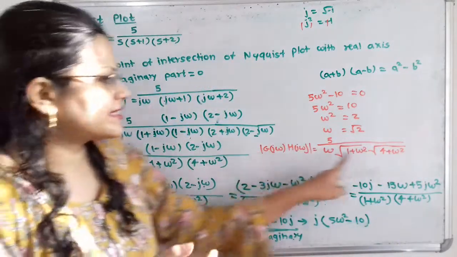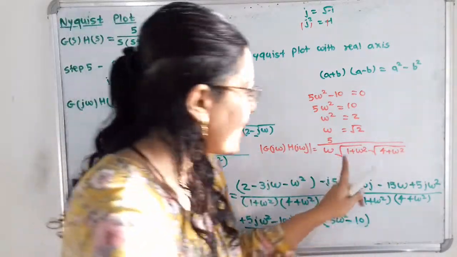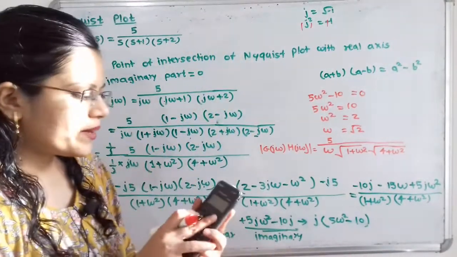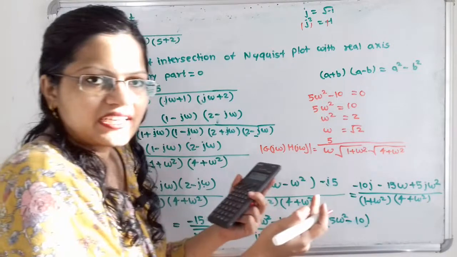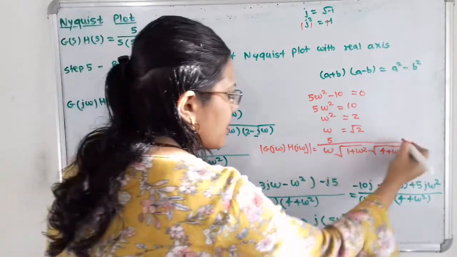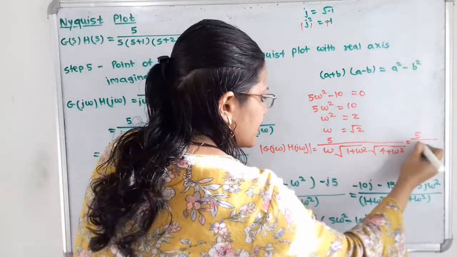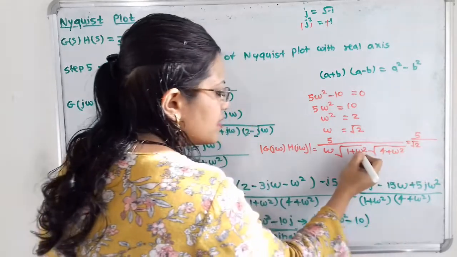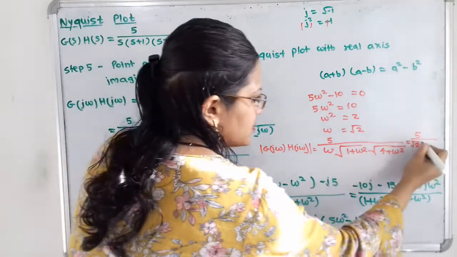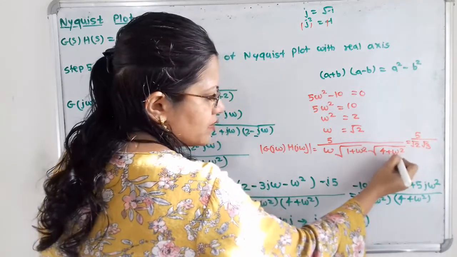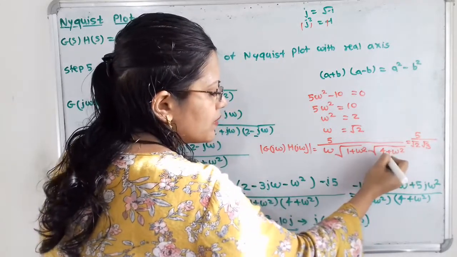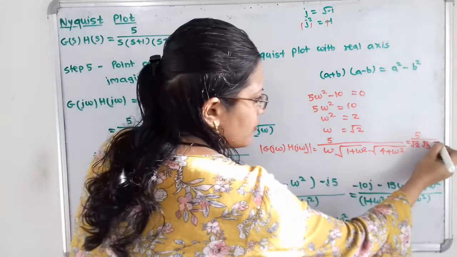So we have already calculated this. Now if I put root 2 instead of omega, then root 2 square, that is 2. So I will simplify this: 5 divided by root 2. Then here 2 plus 1, that is 3, so under root of 3. And here is also root 2 square, omega is root 2, so here 2 plus 4, so under root of 6.